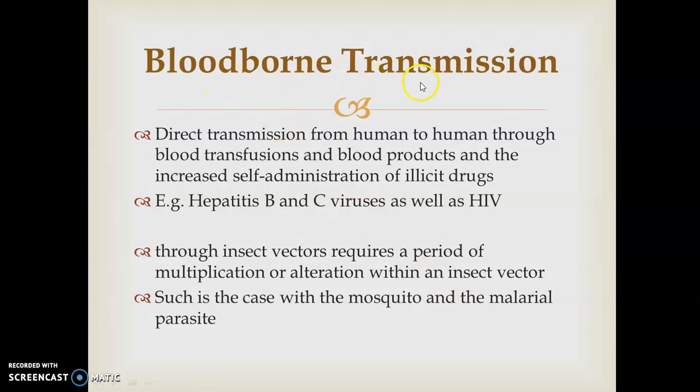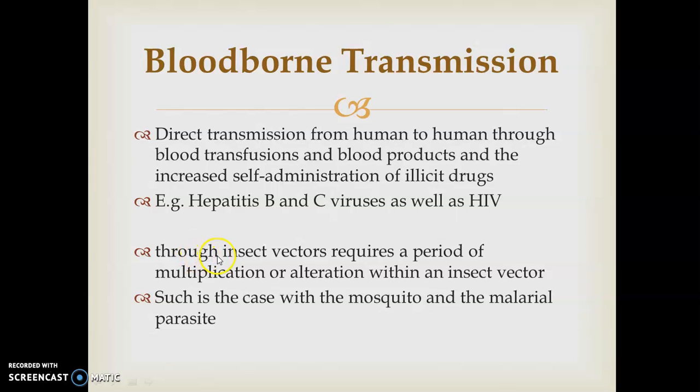The other is blood-borne transmission. Blood-borne transmission may occur in two ways. The first is direct transmission from human to human through blood transfusions and blood products, and increased self-administration of illicit drugs. For example, most of the people who use injections, and these injections are not sterile injections for drugs, may also get blood-borne diseases. For example, hepatitis B, hepatitis C, as well as HIV. So they are transmitted directly through blood.